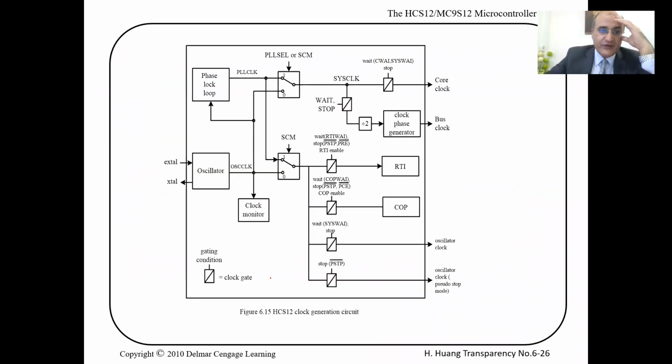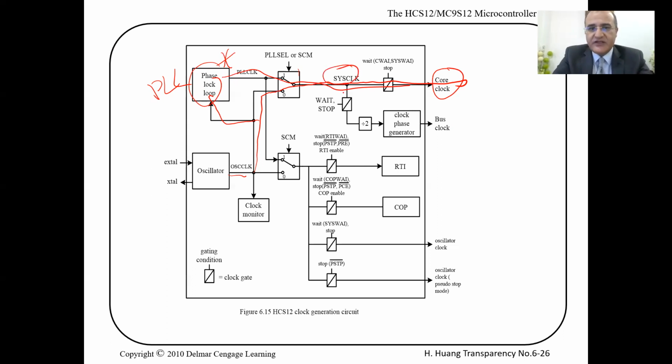I have a better block diagram here. So you get your oscillator here, the 8 megahertz. A monitor monitors the frequency. You are able to control these switches through bits in some registers. You can take the oscillator clock directly as your core clock, or you can take it through the phase lock loop, the PLL, multiply it by a factor and take it. We can multiply our clock. This is called the system clock. The system clock divided by 2 is your bus clock, the E-clock.